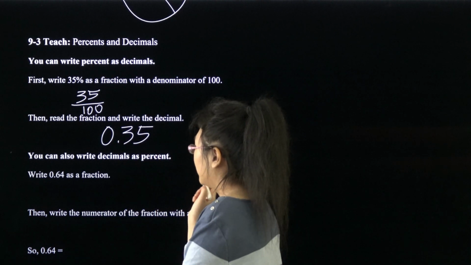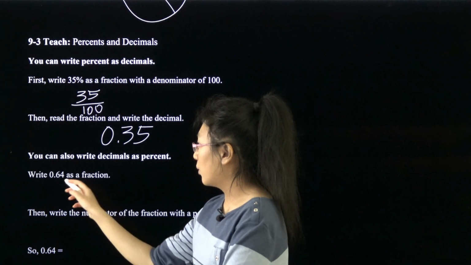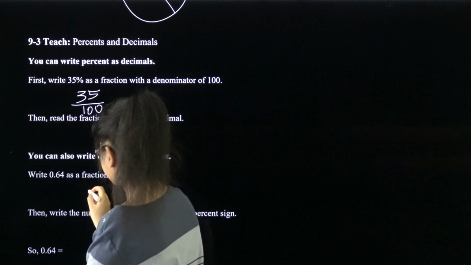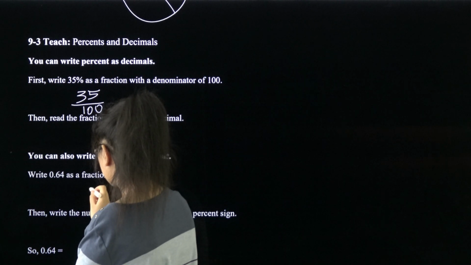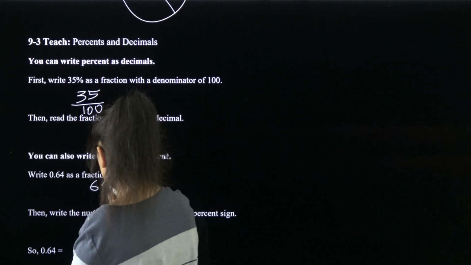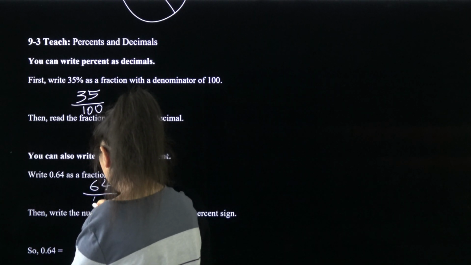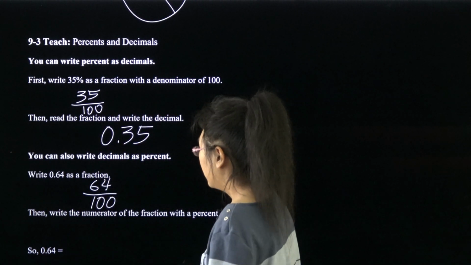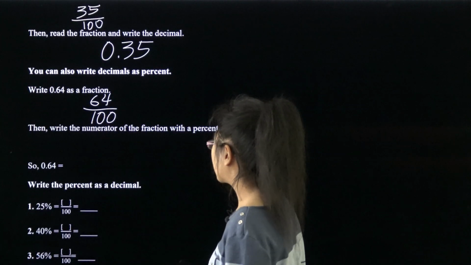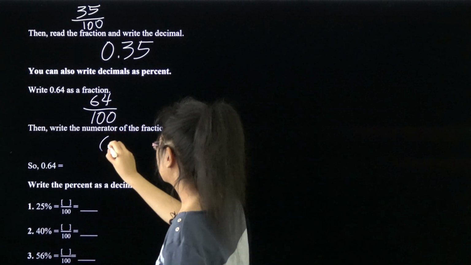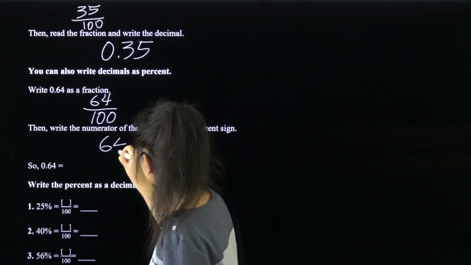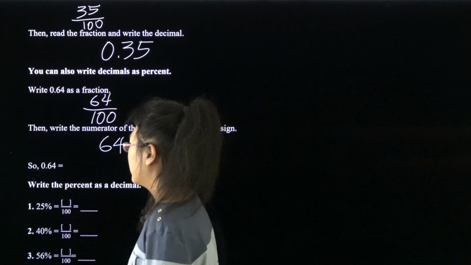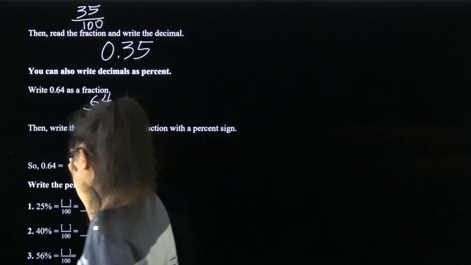You can also write decimals as a percent. So you write 0.64 as a fraction. I'm going to teach you a shortcut to this after this. Then we write the numerator of the fraction with the percent sign. So 0.64 equals 64%.